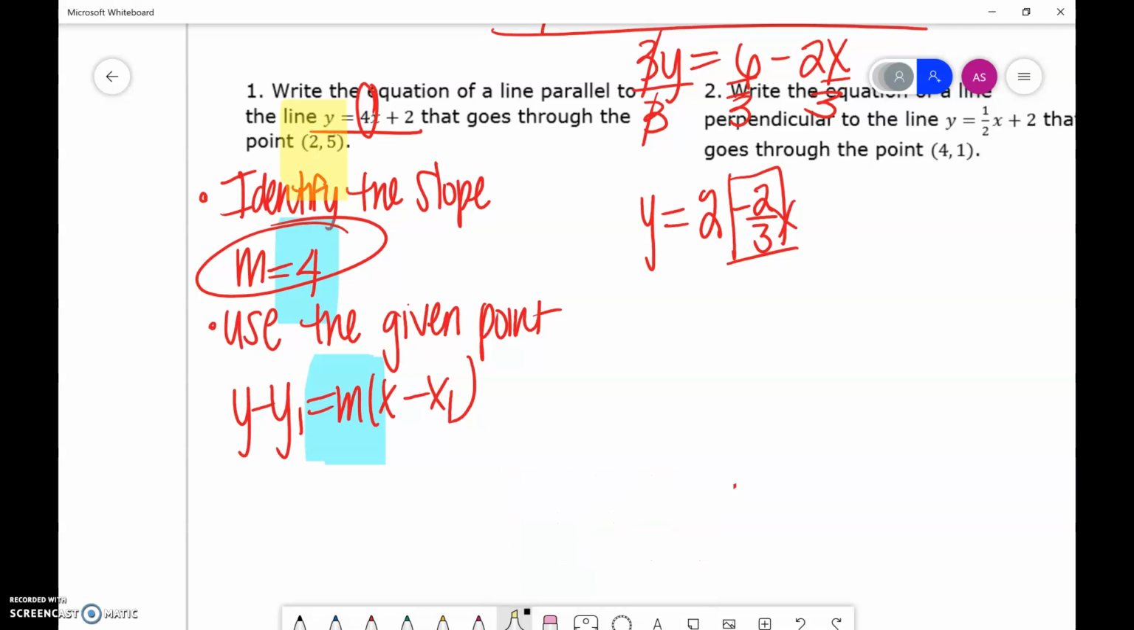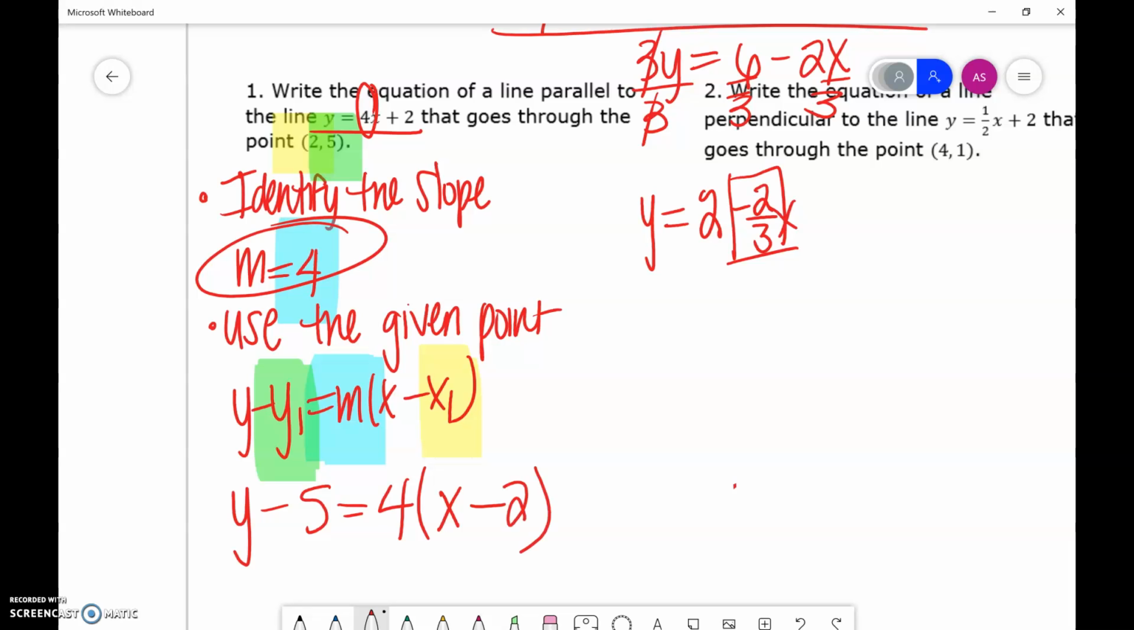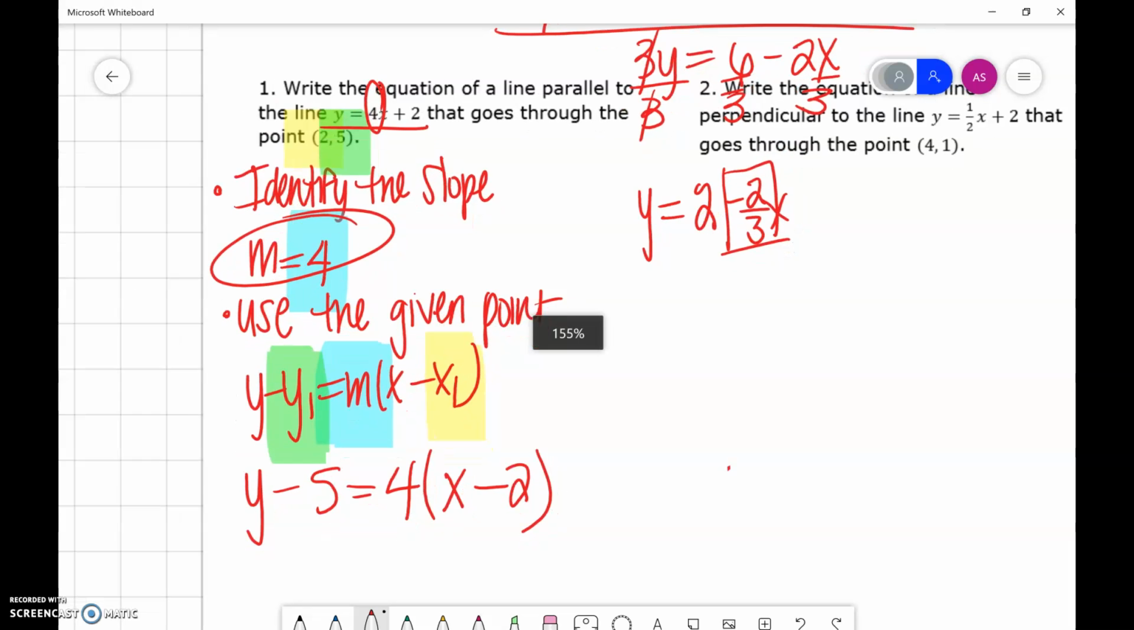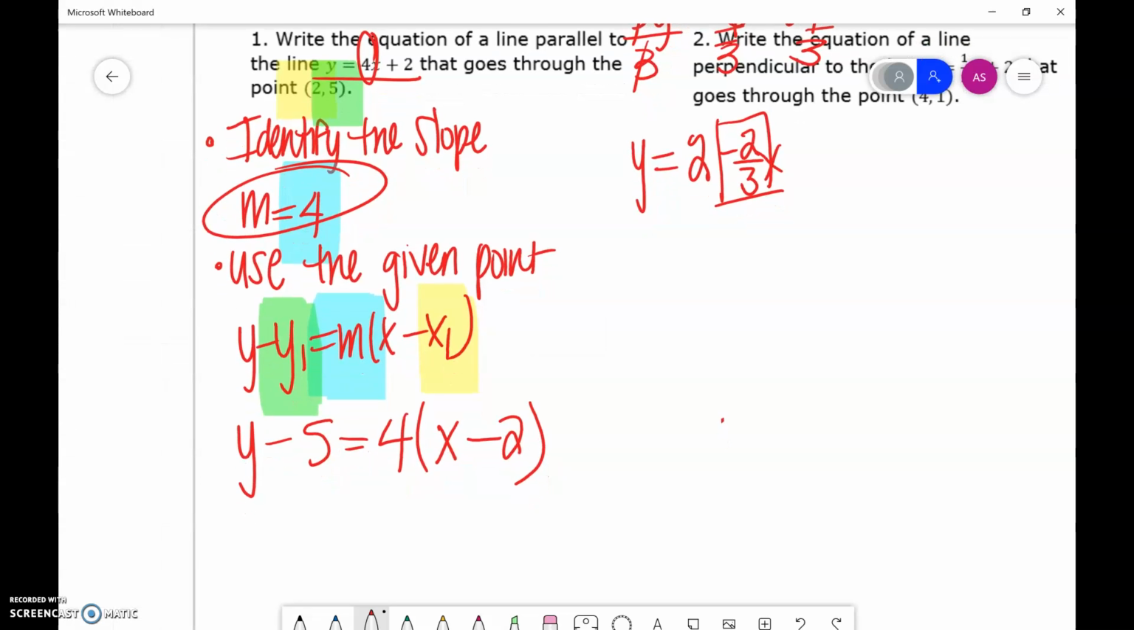So our 2 is going to be our x1, and our y1 is going to go there. So my equation is going to be y minus 5 equals 4 times x minus 2. Okay, that's our equation in point slope form, and most likely they're going to write it in slope intercept form.